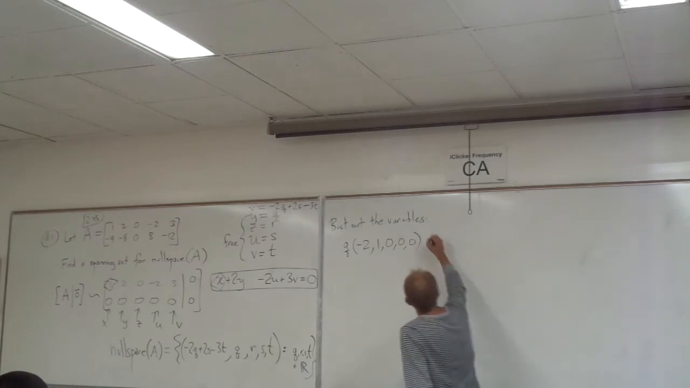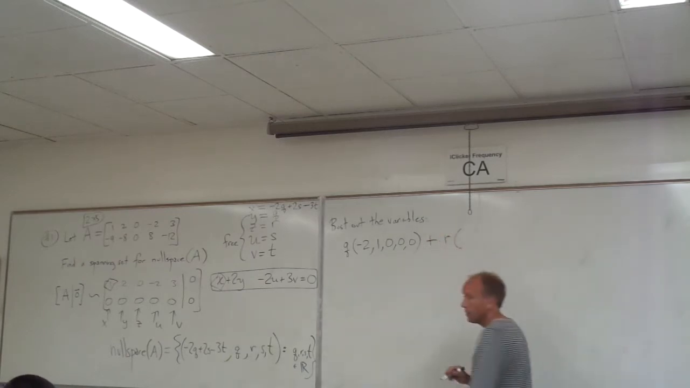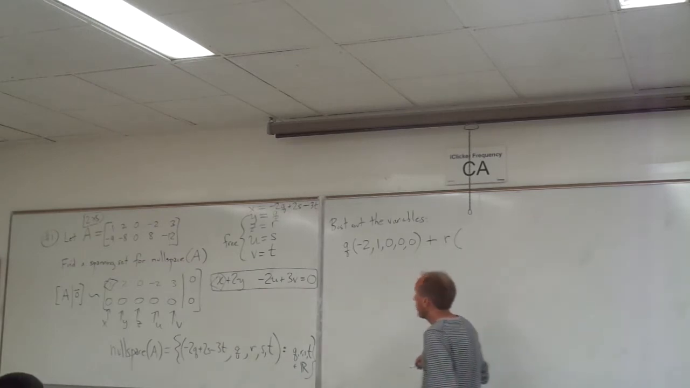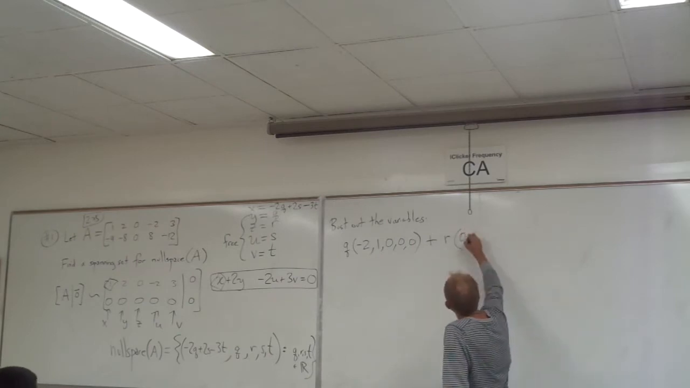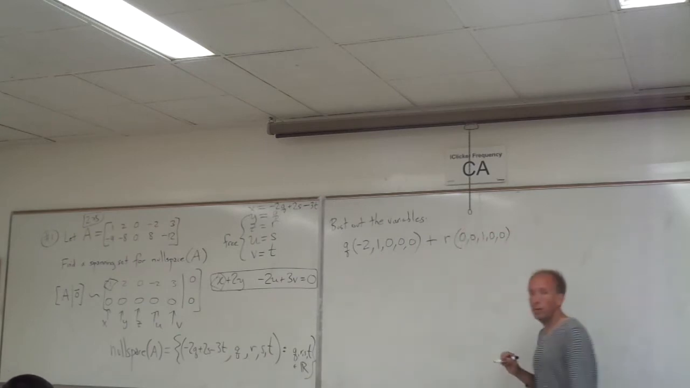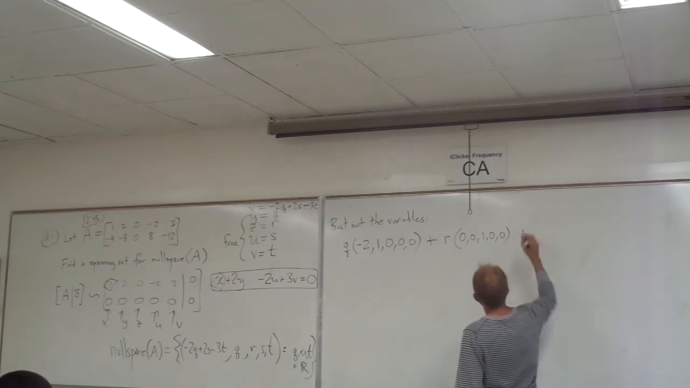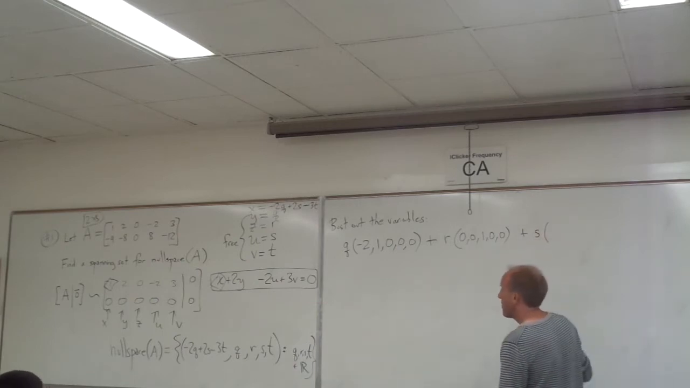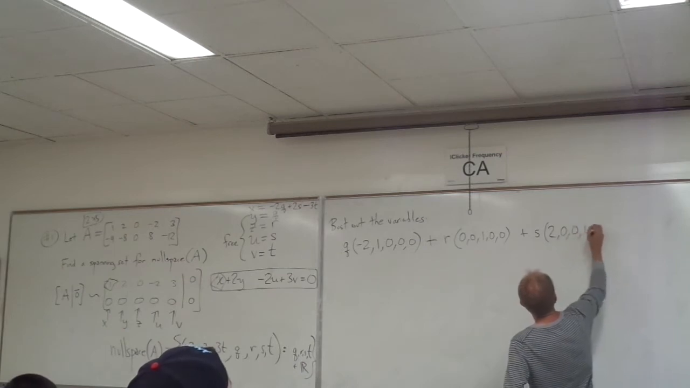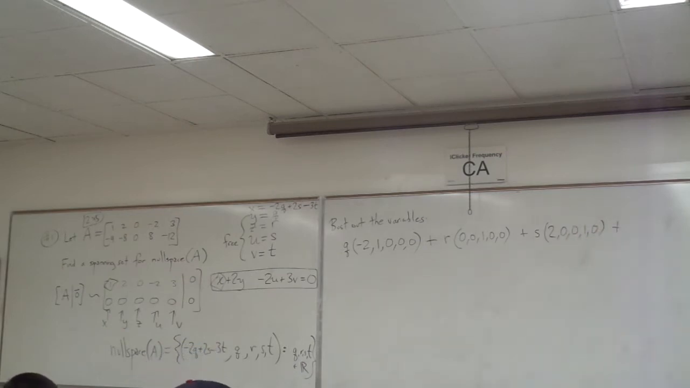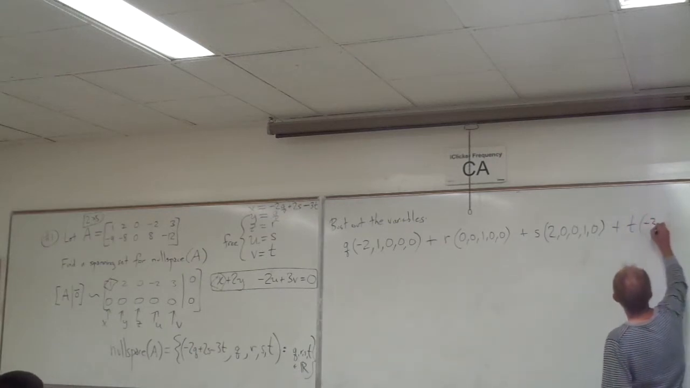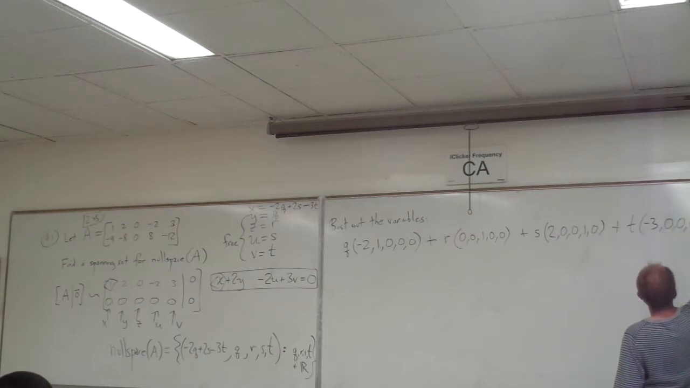Okay? And then plus R is the next variable, and R would be multiplied by what vector here? 0, 0, 1. There we go. 0, 0, 1, 0, 0. Very good. Okay, and then my next variable is S. So what's the vector that multiplies with S? 2, 0, 0, 1, 0. And the last one is T. And what is T multiplied by? Good.